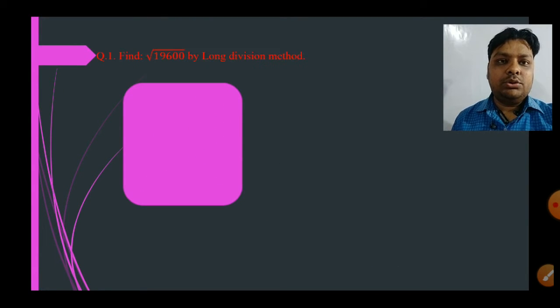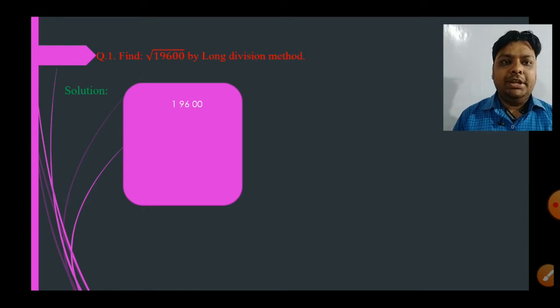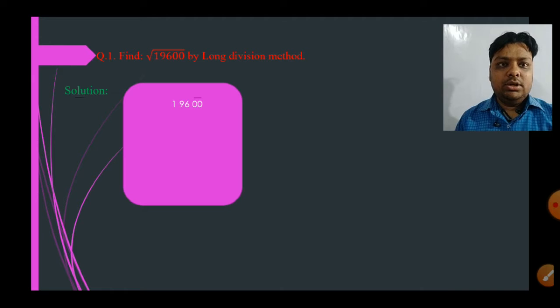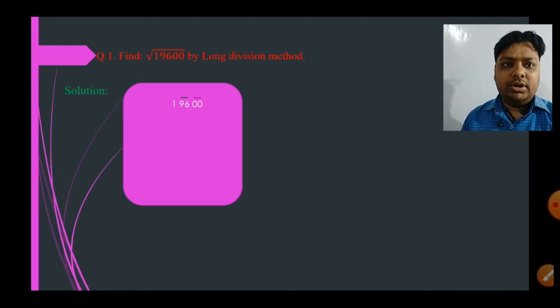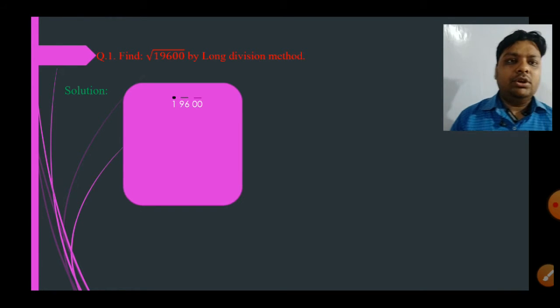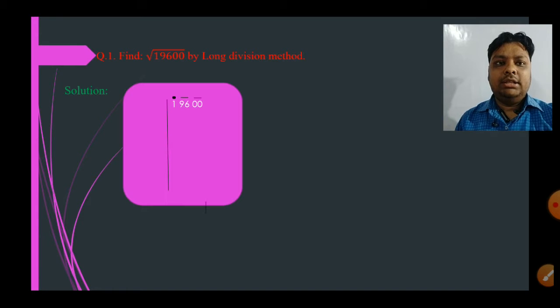Now here is the first question. We have to find the square root of 19,600 by the long division method only. So again we will write the number 19600, and we will separate it into periods starting from the unit digit. It means 00 will be the last period, then we will write the recurring sign over it, then over 96 we will write a recurring sign, then on 1 we will write a dot only because it is only one digit. Then we will draw a longer and a smaller line like this.